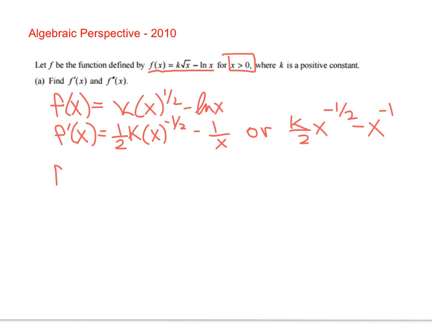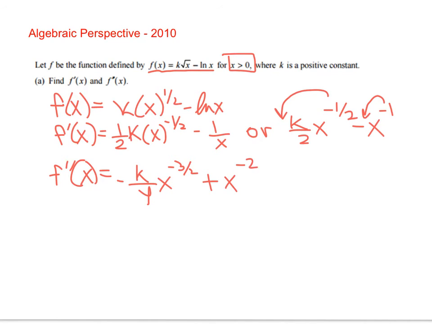So now when I take the second derivative, I'm just going to use the power rule. So I'll bring the negative 1/2 in the front. So it's going to be negative k over 4. And then it's x, and I subtract 1, so I get negative 3/2. And then bring the negative 1 in the front, so it's positive x to the negative 2. And I'm going to leave it like that because it didn't say I needed to simplify. So now moving on to the next part.